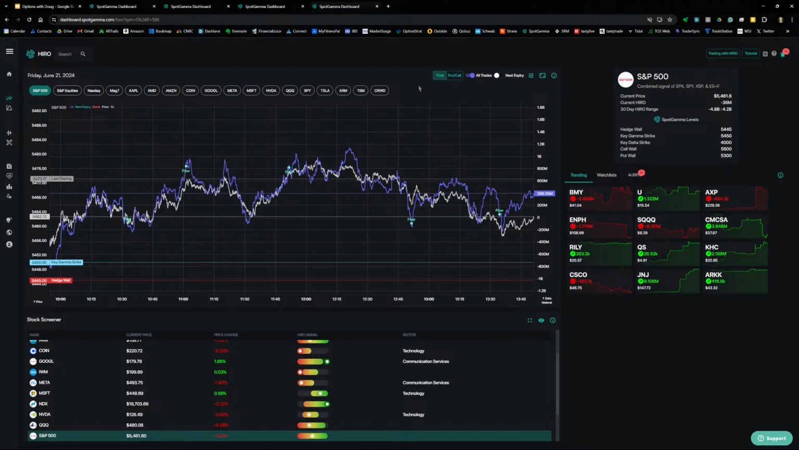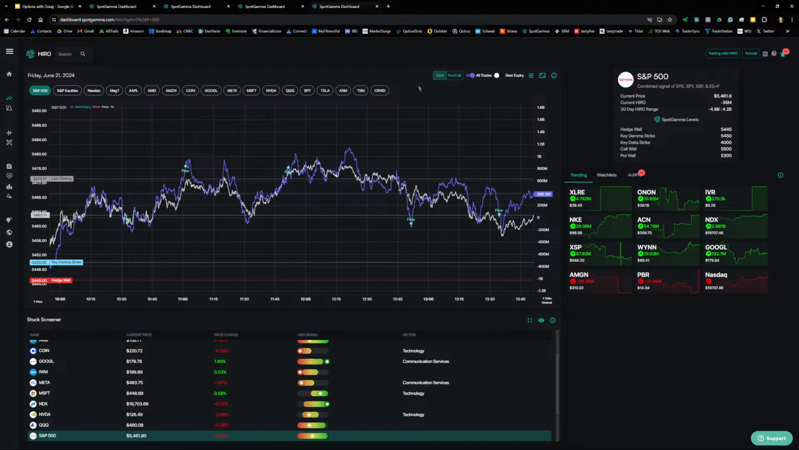All right, so let's move on to execution now. Let's take a look at what options traders are doing today. So I'm going to start by taking a look at what options traders have been doing in the S&P 500 today. So this is the HIRO signal, HIRO, Hedging Impact Real-Time Options. This is available to SpotGamma subscribers.